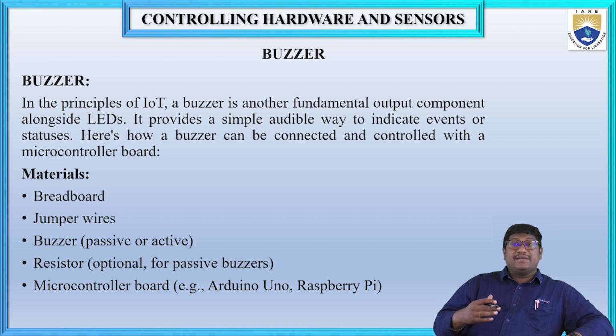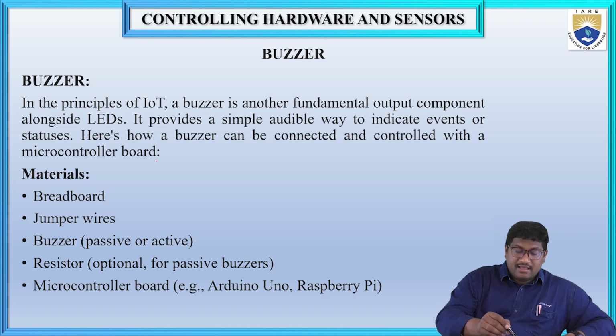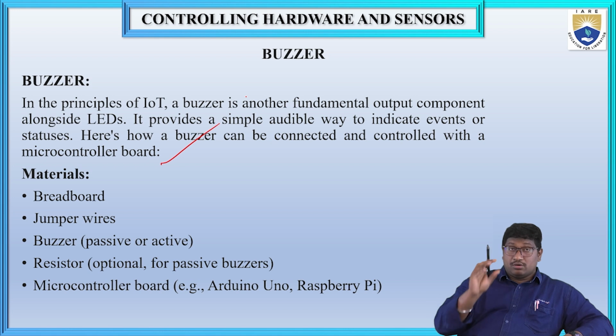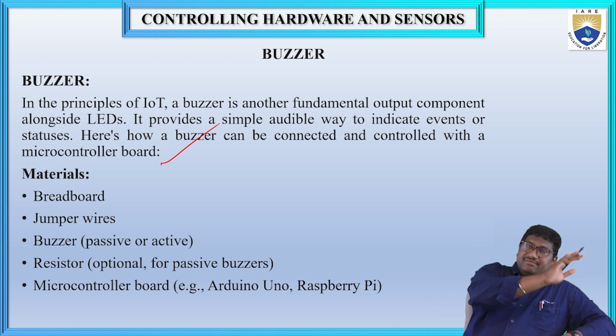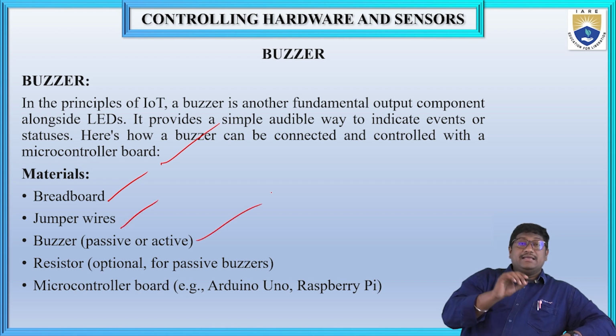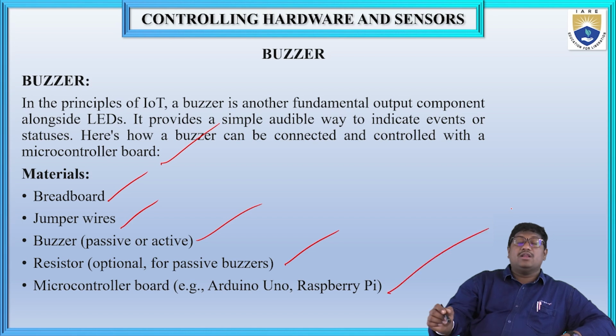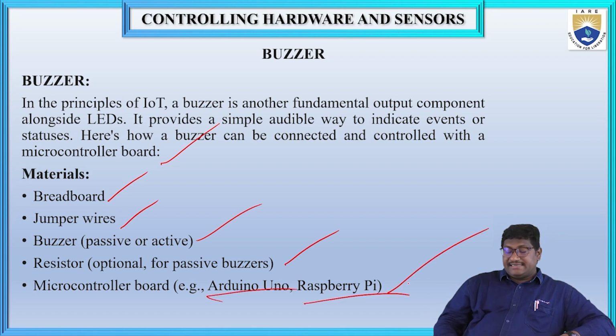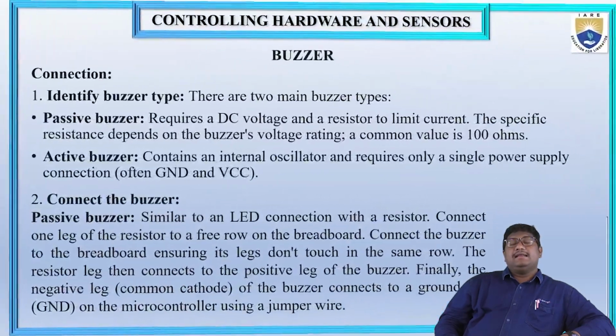A buzzer can be connected and controlled with a microcontroller board, the same as your LED. Here also we require materials: breadboard, jumper wires, and a buzzer. Buzzers can be passive or active, and also resistors, which are optional and can be used with passive buzzers, and a microcontroller board, as I told you, an Arduino Uno or a Raspberry Pi kit, which you can take for performing this experiment.